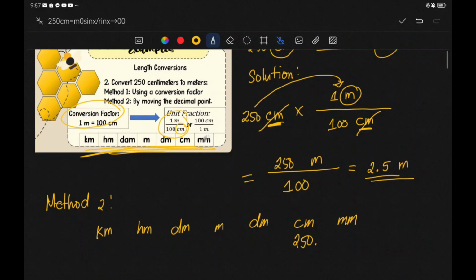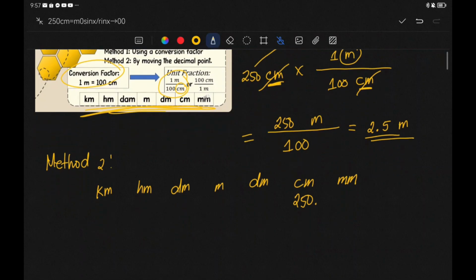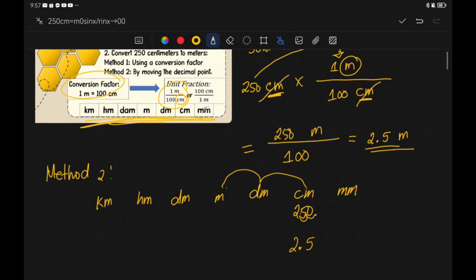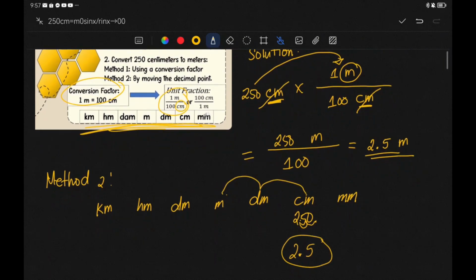Let's check if our answer 2.5 is correct. So, how many places do we move from centimeter to meter? 1, 2. So, we move twice? 1, 2. So that will become 2.5. So our answer is the same with our answer in method 1.